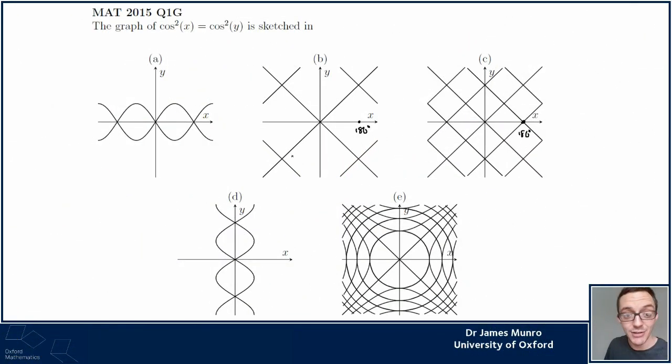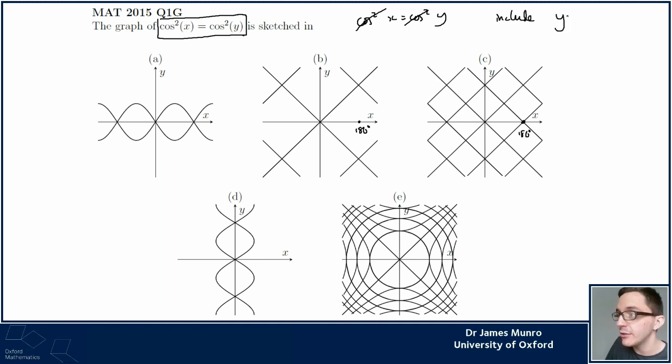So here's another question where we've got an equation to solve. We'd like to think about what the solutions are, and again it's very tempting to say, well, I've got cos squared x equals cos squared y, so I should just cancel the cos squareds and I'll get y equals x. Again, that's not the full solution, but our picture will include the line y equals x.